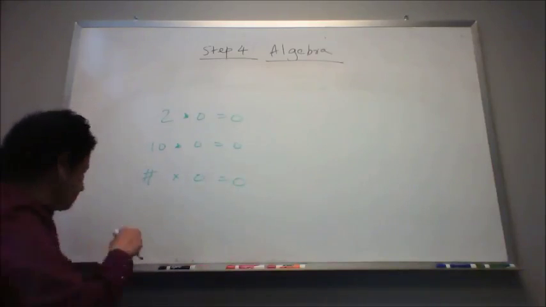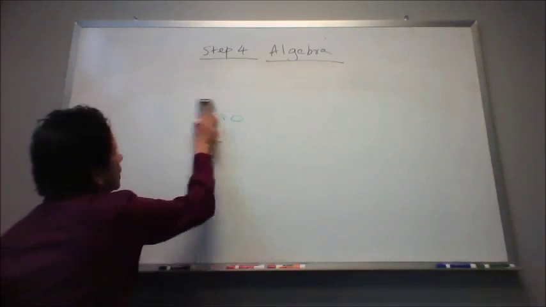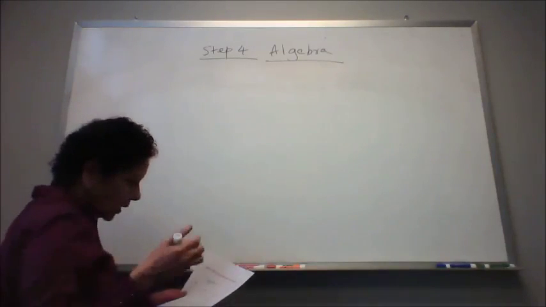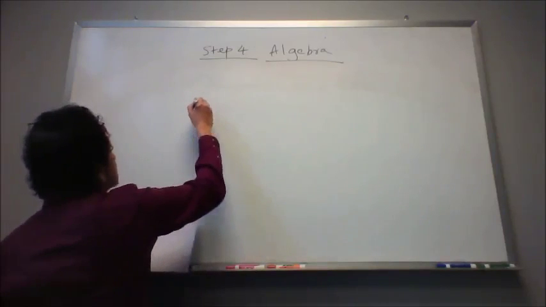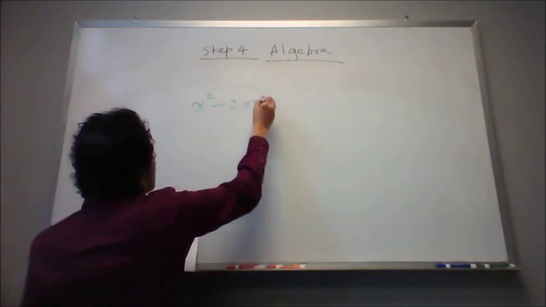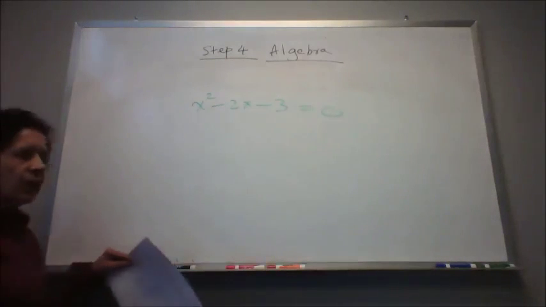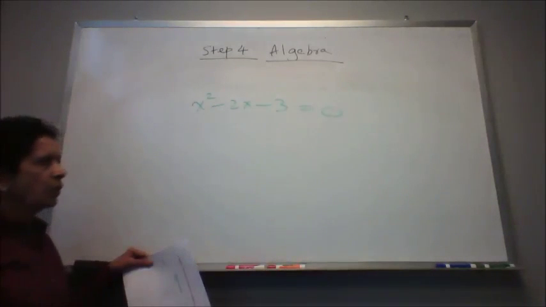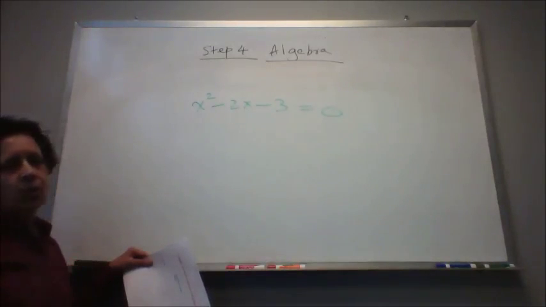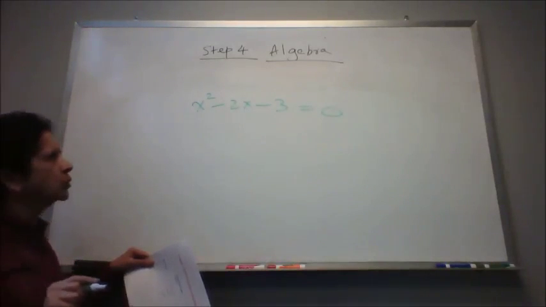Just remember that. Now, let's go to a quadratic equation. Let's say it's x squared minus 2x minus 3 equal to 0. Anytime you want to solve a quadratic equation, the first thing you need to do is to factor that quadratic expression. That's the first thing you need to do.